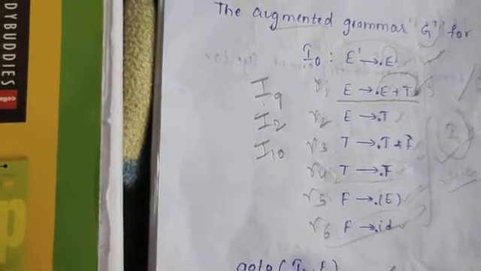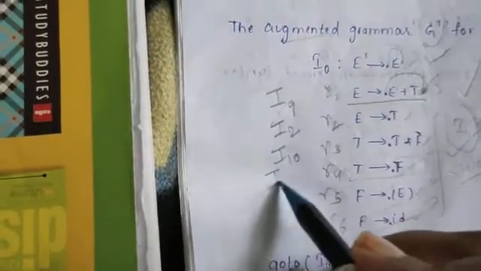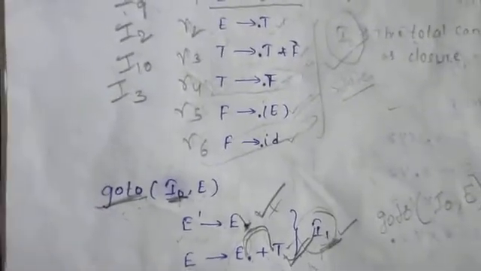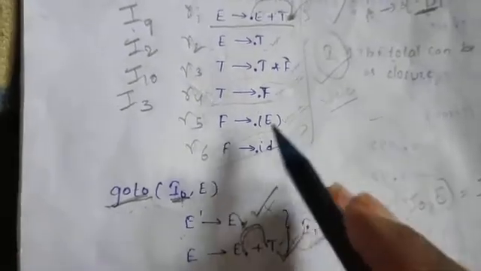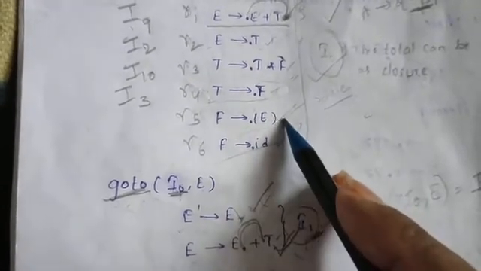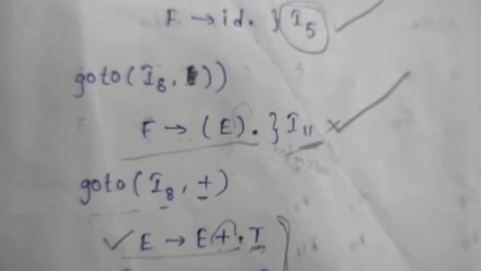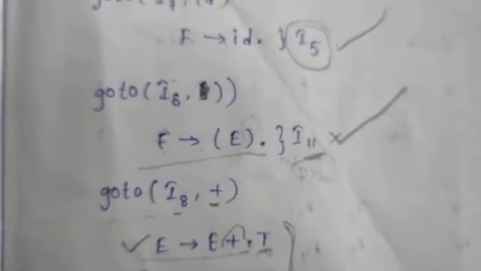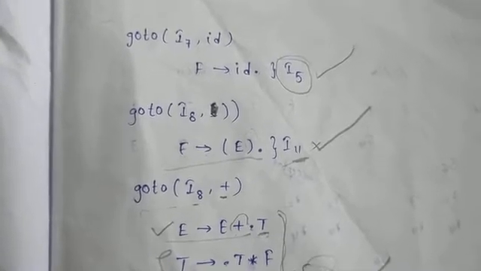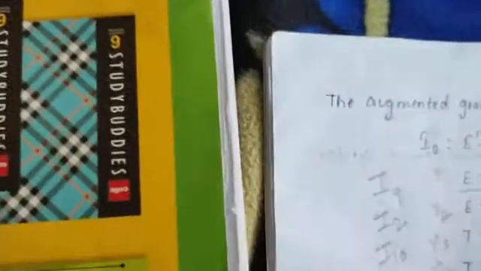That production will be ending here, I3. So you need to maintain I3 here. Then F tends to dot open braces E close braces. Here the dot will be moving from here to here, in state number 11. This is the state where the dot is moving to the end of the production. So we need to place I11 here.